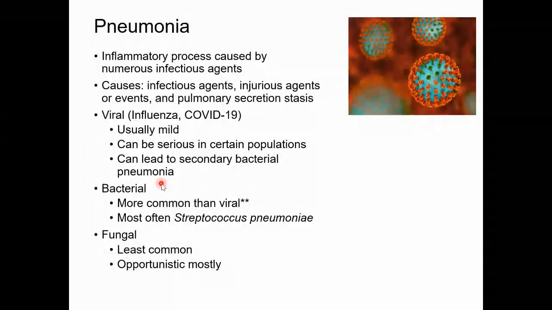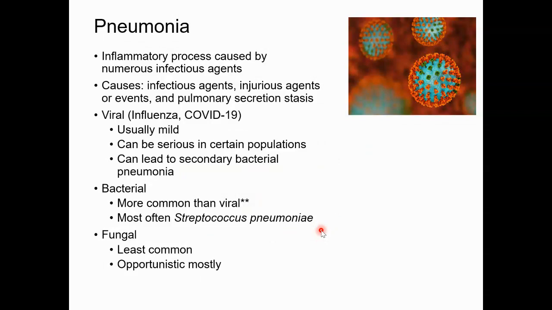Bacterial pneumonia is kind of the same concept: it starts out as a virus, the secretions increase, they stick around too long, and bugs like to grow in anything moist in a dark area, so they often can get a secondary bacterial infection with that. Bacteria are more common than viral, and most often when somebody gets a pneumonia, it's caused by Streptococcus pneumoniae. So that's important to know. That causes about 75% of pneumonias that are acquired in the community.